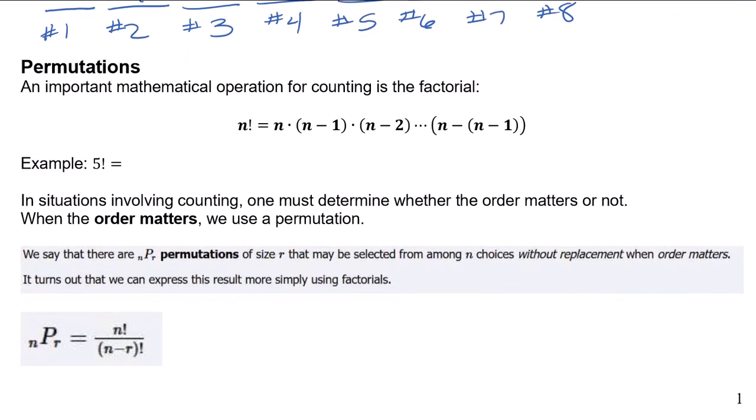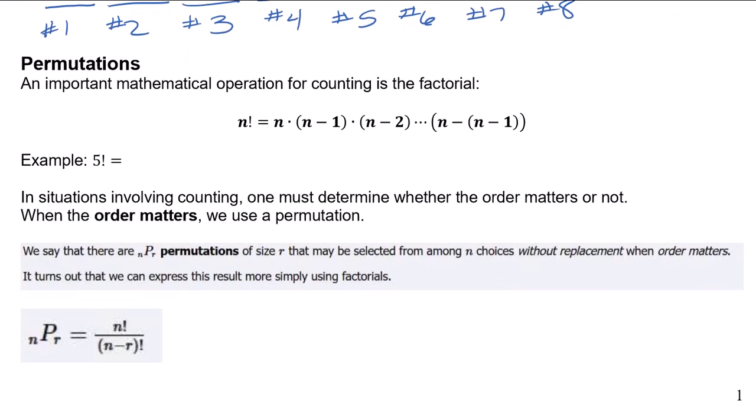We're going to next look at a permutation. A permutation is an important mathematical operation for counting. We are introducing here what's called n factorial. So when we have the little exclamation mark, that is our mark for a factorial. What a factorial is: we're going to take the number and multiply by that number minus 1, minus 2, up to the very last one.